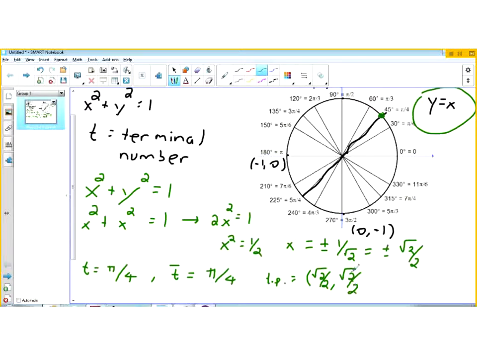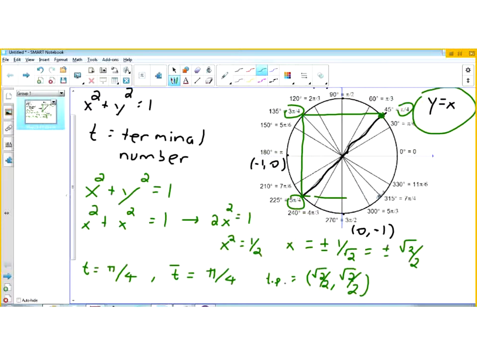Okay. Now, suppose you want to find the terminal point for 3 pi over 4. Well, you use the symmetric properties of the circle, and you note that the ordinate for 3 pi over 4 will be the same as the ordinate for the terminal point for pi over 4. And the abscissa for 3 pi over 4's terminal point is the negative of the abscissa of the terminal point for pi over 4.